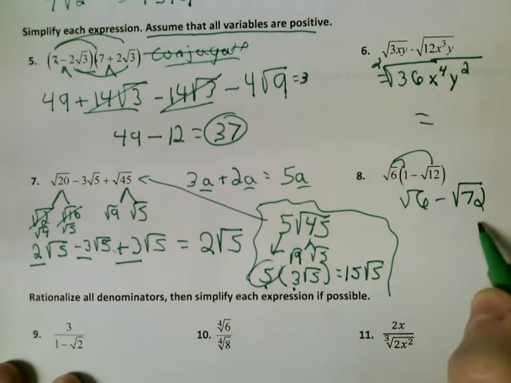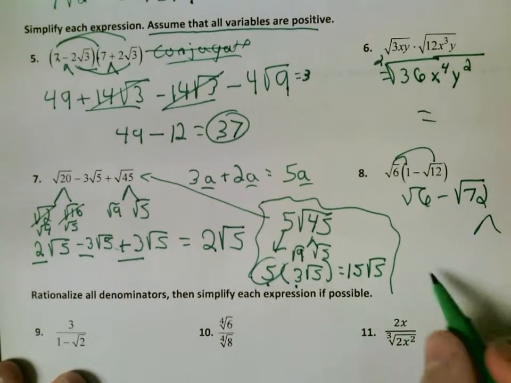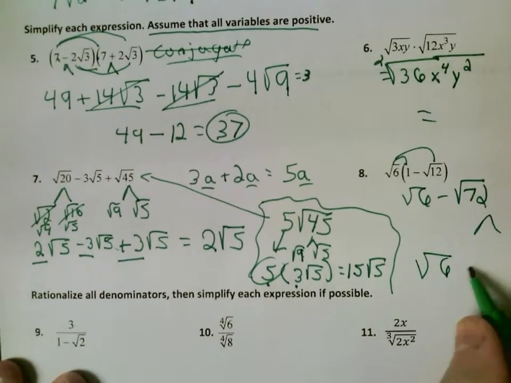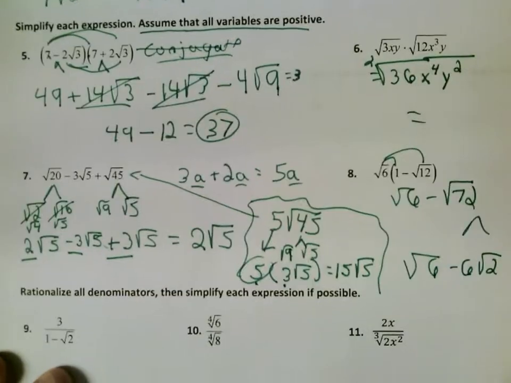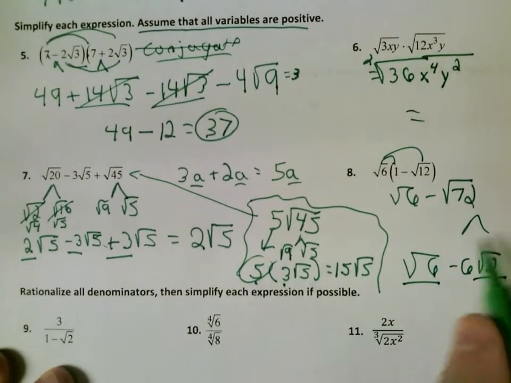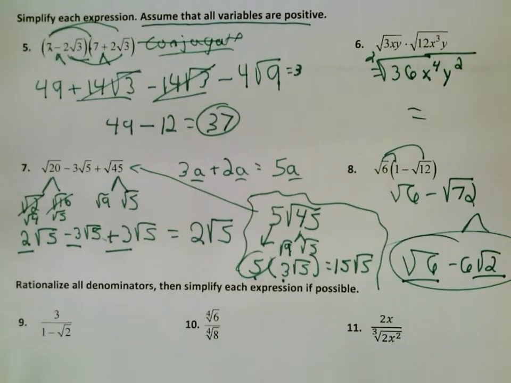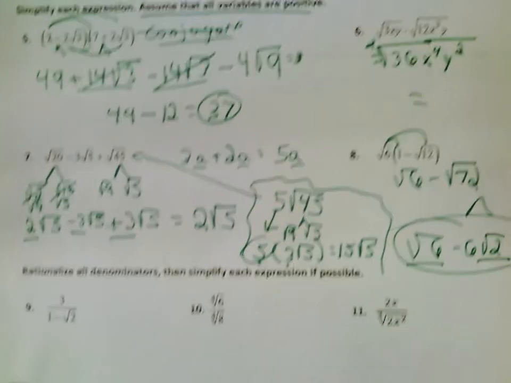Number 8, if you just kind of distribute that, and then you're going to have to break this down a little bit. This one, I will say you get square root of 6 minus 6 root 2. Remember, there's really nothing you can do here. One's a square root of 6, one's a square root of 2. There's nothing you can do, that's going to end up being your answer. So one of the key things with radicals is kind of knowing when to stop.